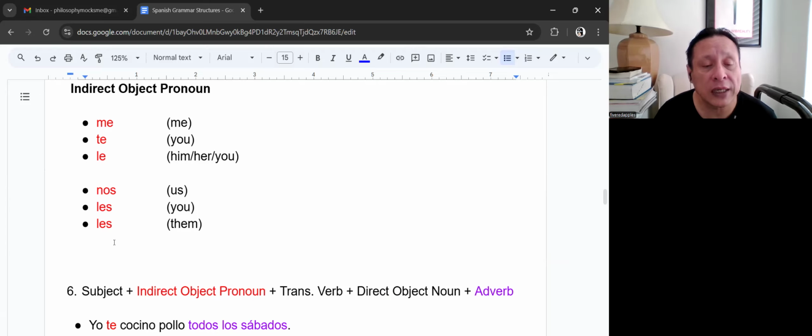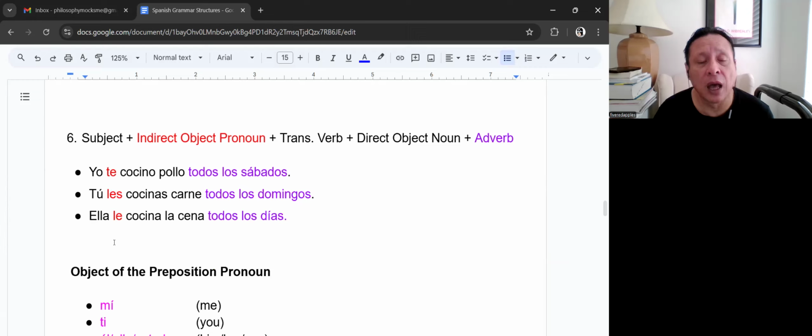Okay, so now why I introduced it, because this next sentence pattern introduces the indirect object pronoun. But notice where it goes.